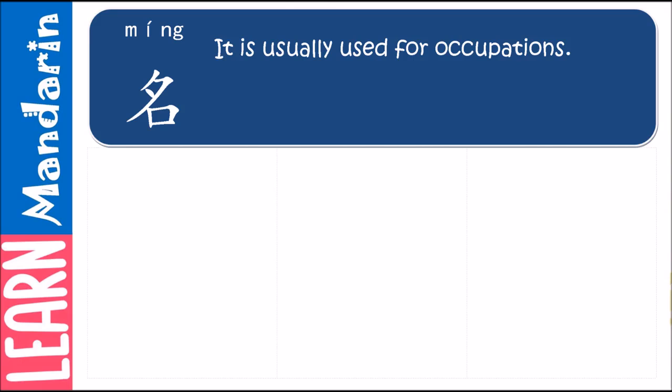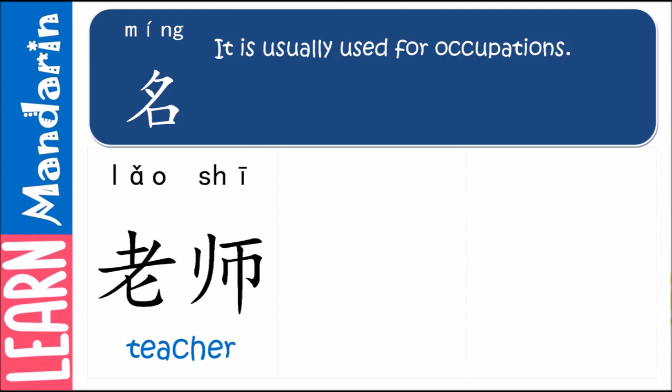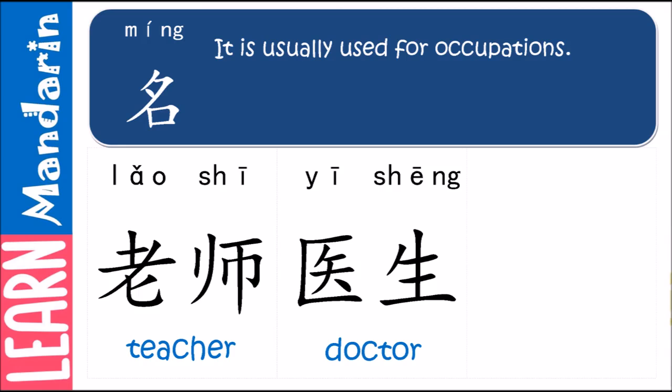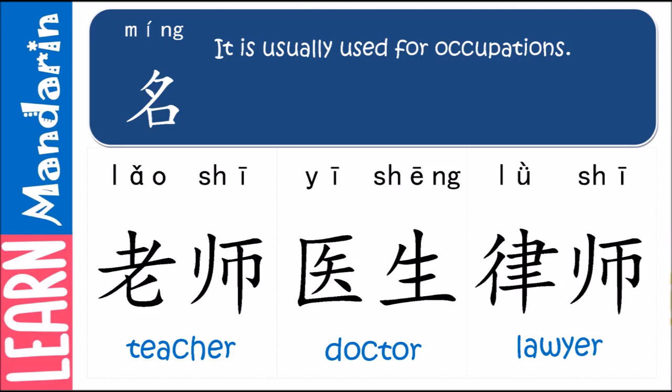名 is a measure word that is usually used for occupations. Example of nouns that are commonly paired with the measure word 名 are 老师, 医生, and 律师.